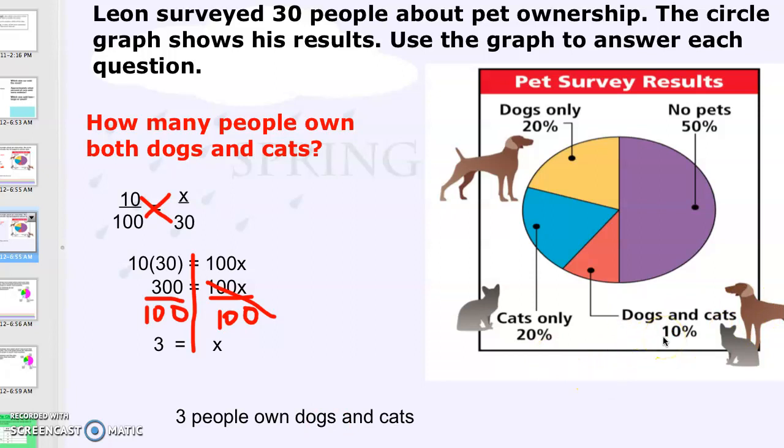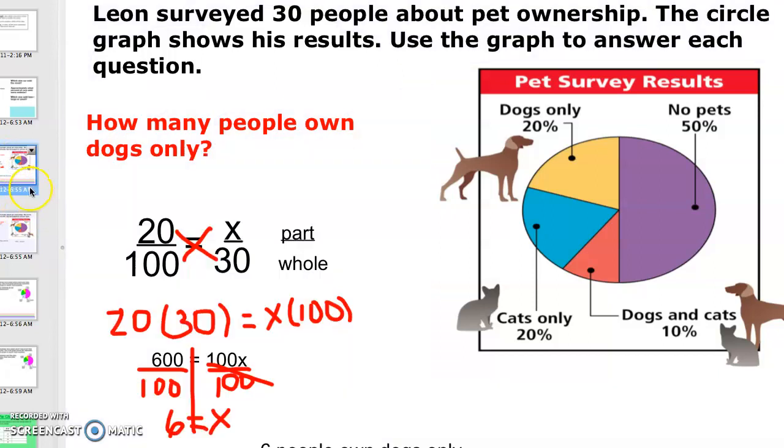There's another way that you could solve this. 10% is 0.1, right, as a decimal, just divided by 100. So I could do 0.1 times 30, and that gives me 3 people. And if I go back, I can do the same thing for this problem. So 20% is 0.2 as a decimal, so I could have multiplied 30 by 0.2, which is 6 people.